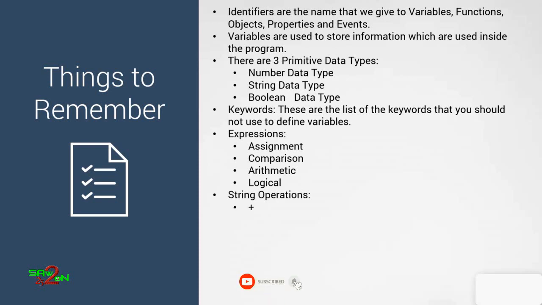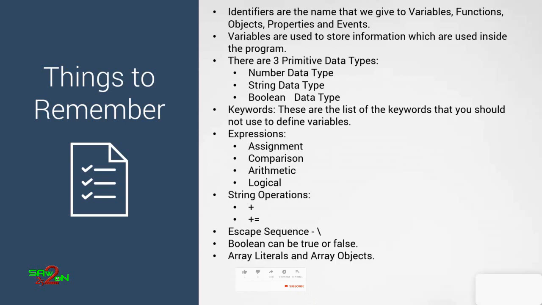Then we looked at string operations like the plus sign and plus-equals, which is used to append to a string. Then we looked at the escape sequence to escape single quotes, double quotes, and some special characters inside your string. Then we looked at the boolean data type, and also array literals and array objects: how to define an array, how to access an element of an array, and how to find the length of an array. We have looked at all the different ways of handling arrays in JavaScript.